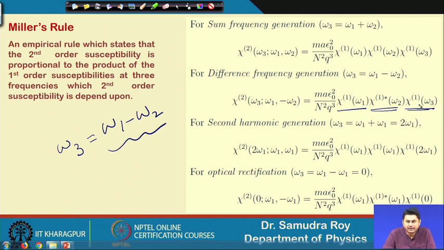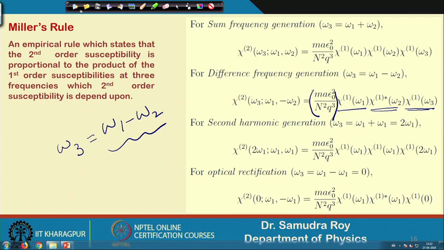If I multiply these three things and then multiply by my constant, which is called Miller's constant, then I will have the second order susceptibility at that particular frequency. So, obviously, the frequency is the important thing. Even if I try to find the second order susceptibility, I need to find out at which frequency I am talking about. There are a few frequencies for which we will find the second order susceptibility: difference frequency and second harmonic frequencies are also there.